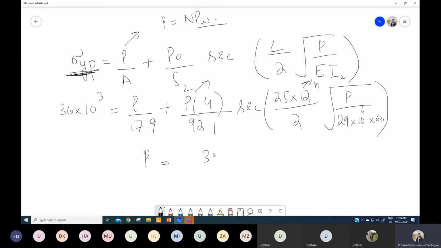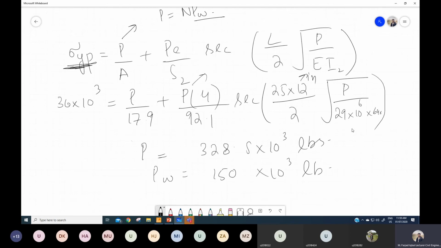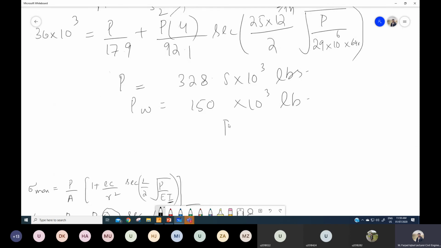The answer for P is 328.5 into 10 raised to power 3 pounds. So now we have this P factor. We know the working load is 150 into 10 raised to power 3 pounds. And we know the relationship between P and the working stress, that is P is equal to NPW, and we need to figure out this N factor. So what will be this N factor? That will be 328.5 into 10 raised to power 3 over 150 into 10 raised to power 3. So what is N?